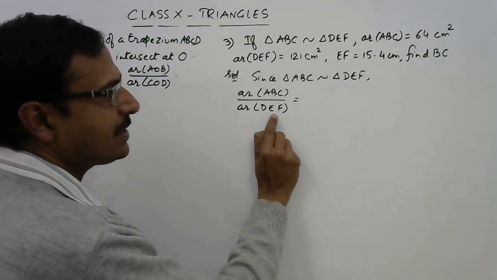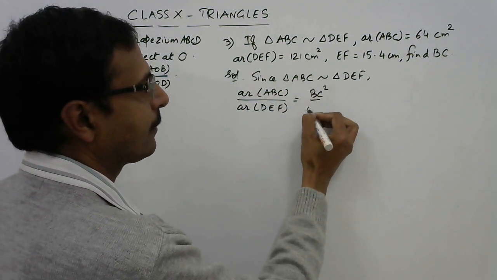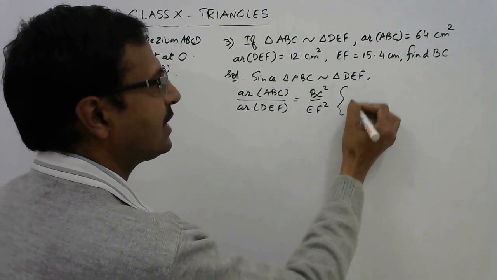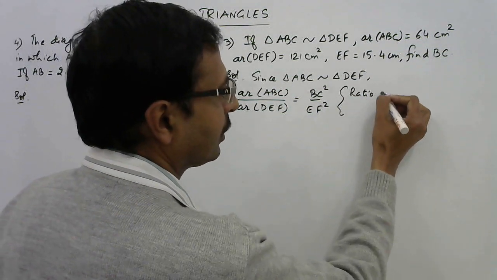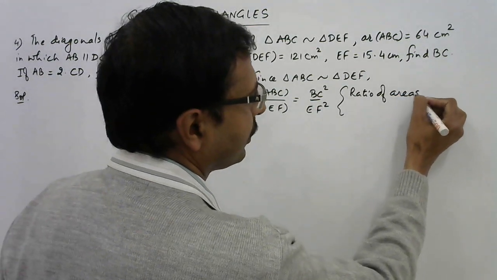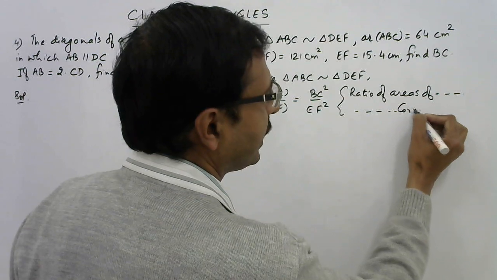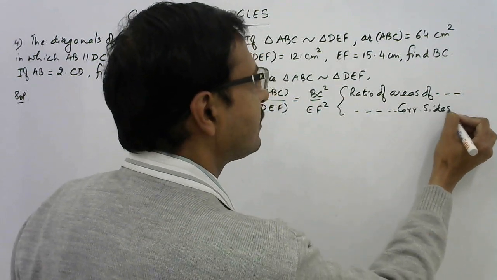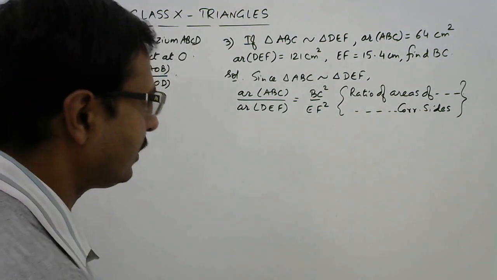So see, EF is here, BC is here. So we will use BC square upon EF square. You have to mention the similar statement: ratio of areas of two similar triangles is equal to ratio of squares of their corresponding sides. Same result, that is why I am not writing the entire statement, you can write it.